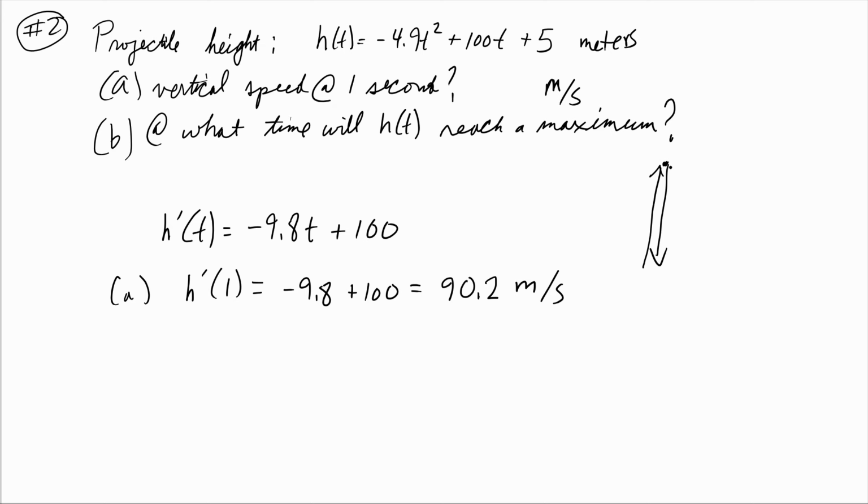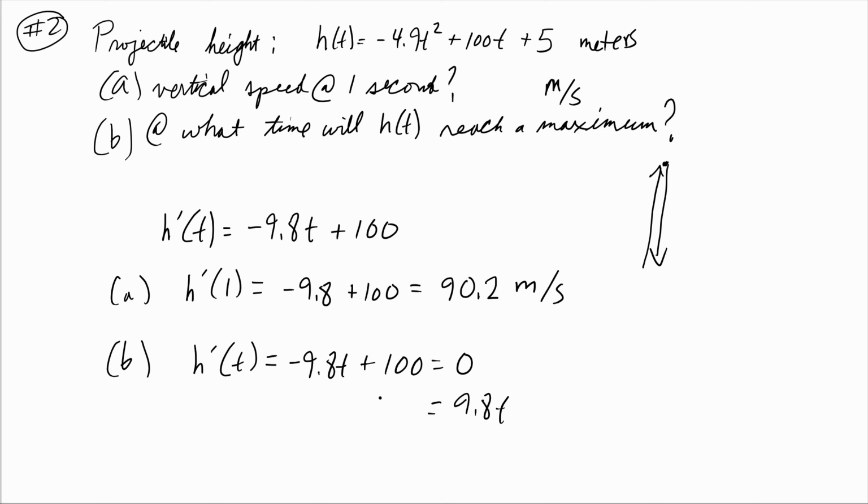So where is the velocity function equal to 0? For part B, we think, negative 9.8 t plus 100 equal to 0. We could easily solve for that. Let's just add 9.8 t on the other side, so 9.8 t equals 100, then divide by 9.8. So 100 divided by 9.8 seconds, a little more than 10. So a little more than 10 seconds, it'll reach a maximum.